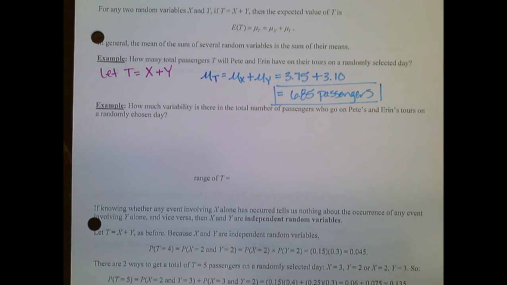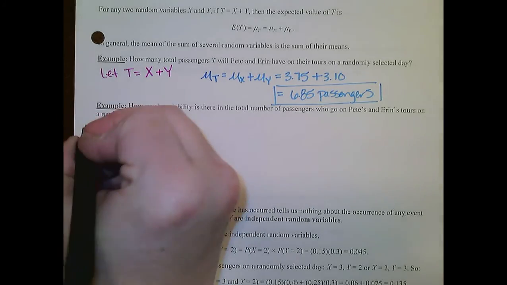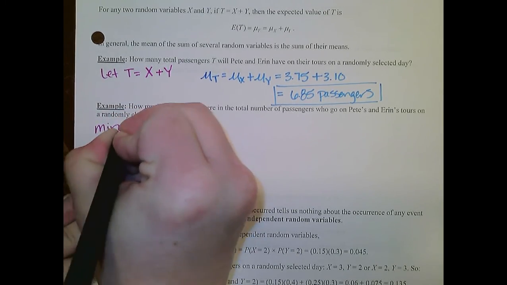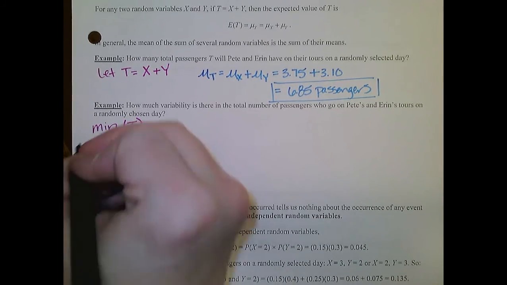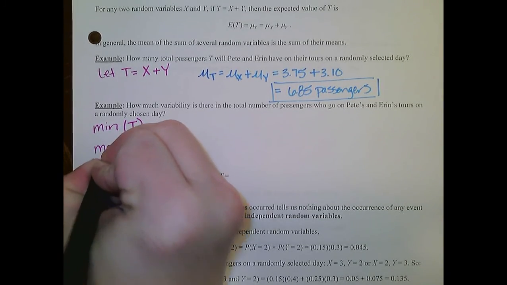And in this case, to find the range of the total number of passengers, we would have to take the maximum number of passengers that they could have total and subtract the minimum number of passengers that they could have total. In other words, we would need to know what is the minimum number of passengers that they could have total. We'll call it minimum of T. And what is the maximum number of passengers that they could have total? We'll call it max of T.